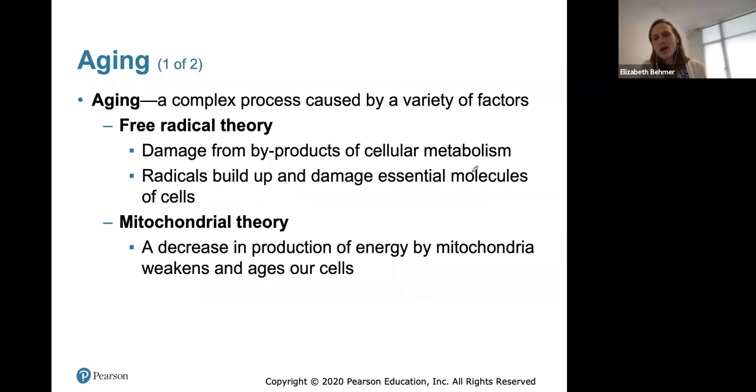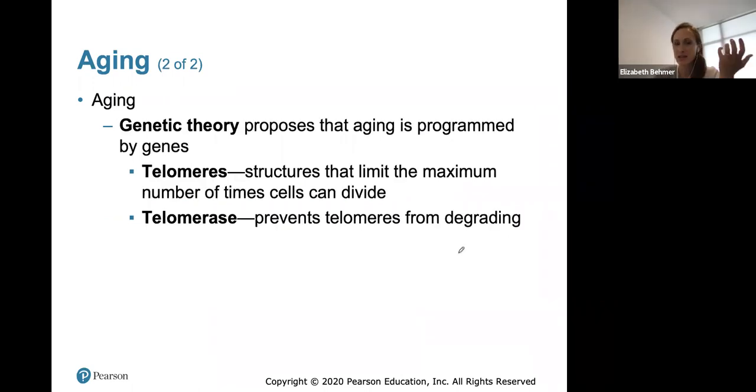Aging is a complex process caused by a variety of factors. The free radical theory says damage from byproducts of cellular metabolism, where radicals will build up and eventually damage cells. The mitochondrial theory is just that the decrease in the production of energy by mitochondria weakens and ages our cells. The genetic theory proposes that aging is programmed by genes, where telomeres are structures that limit the maximum number of times a cell can divide, and telomerase prevents telomeres from degrading.